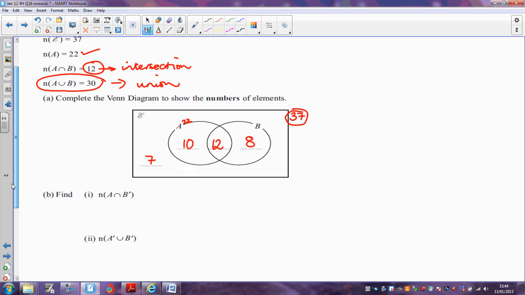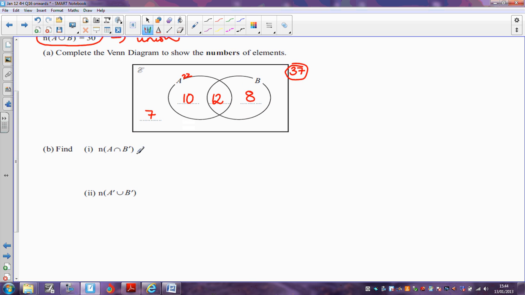Okay, so let's have a look at what they're asking us. A intersection B dashed. Now that means the area of the Venn diagram which is in A but not in B. So which part of the Venn diagram contains the elements which are yes in A but not in B? Well, that must be these ones here. They're in A, but they're not in B. In other words, N of A intersection B dash, and already these are numbers, so we don't need to worry about counting anything. A intersection B dash is going to be these 10 here.